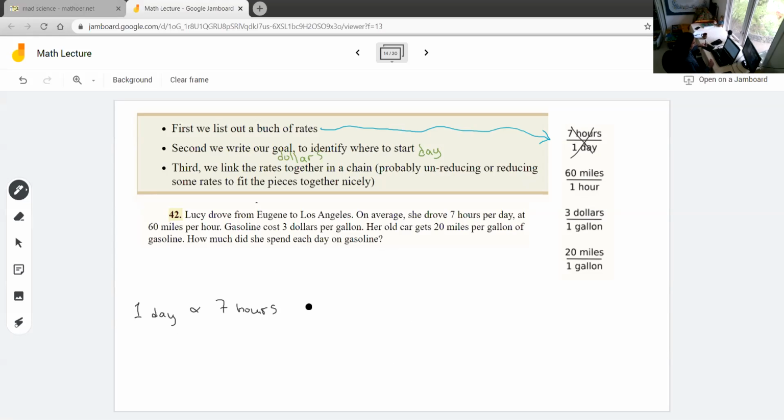Now I want to keep going. 7 hours goes with what? Can I get from hours to the dollars I want? No, this one is the only one with hours in it. It also has 1 hour. So I need to fix that. Make this a times 7 top and bottom. So 7, oops, not hours, miles. So 7 hours goes with 420 miles.